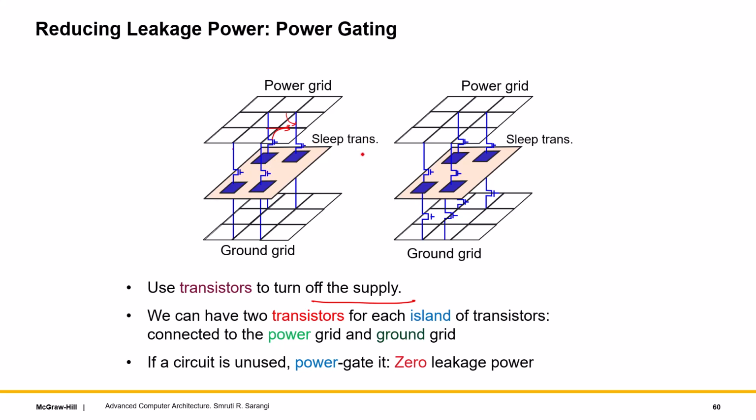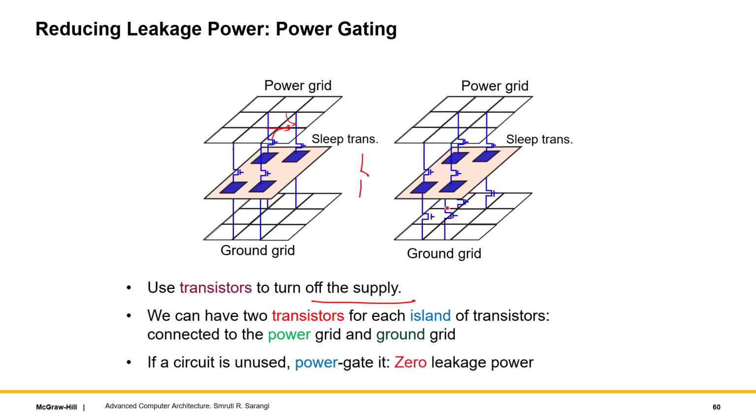And a transistor is after all a switch, right? So you can just open the switch. So this will get disconnected from the power grid. Basically no power, no leakage. There is nothing to leak. Similarly, instead of the power grid, we can turn off the connection of the ground grid. So then current will not flow. Or we could have two decoupling transistors on both sides and then turn both of them off.